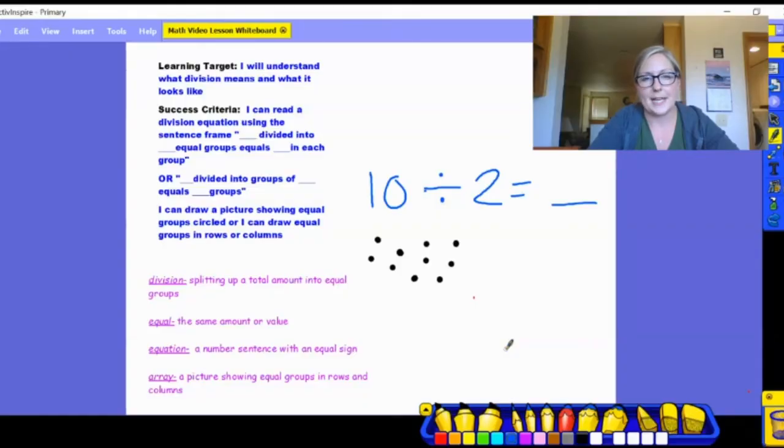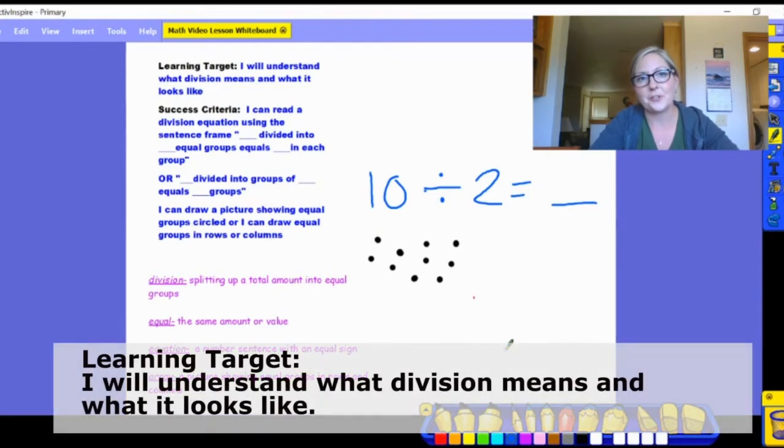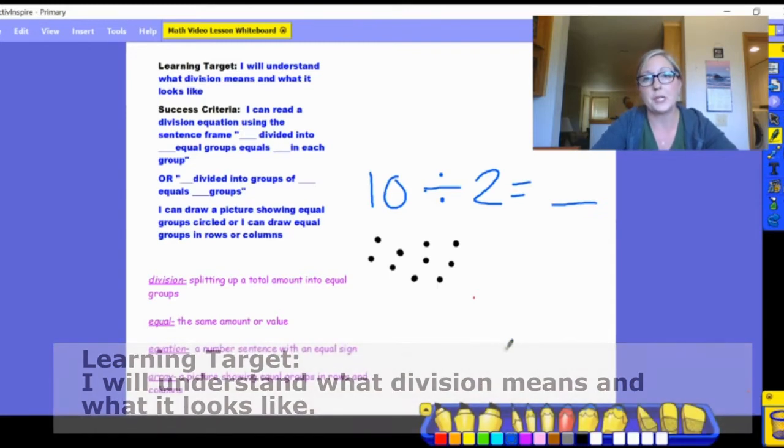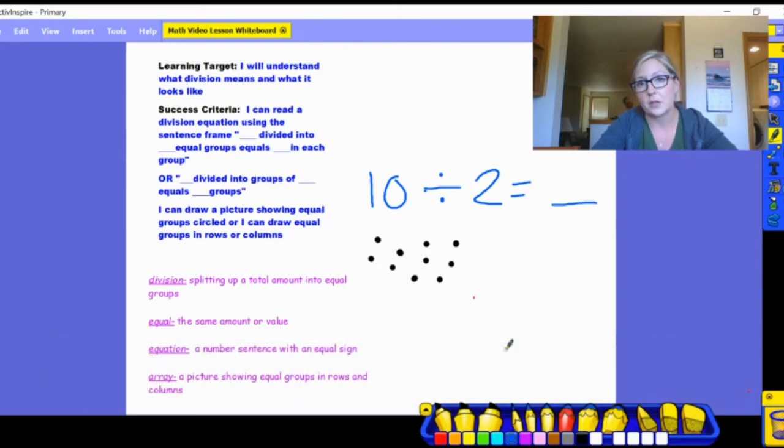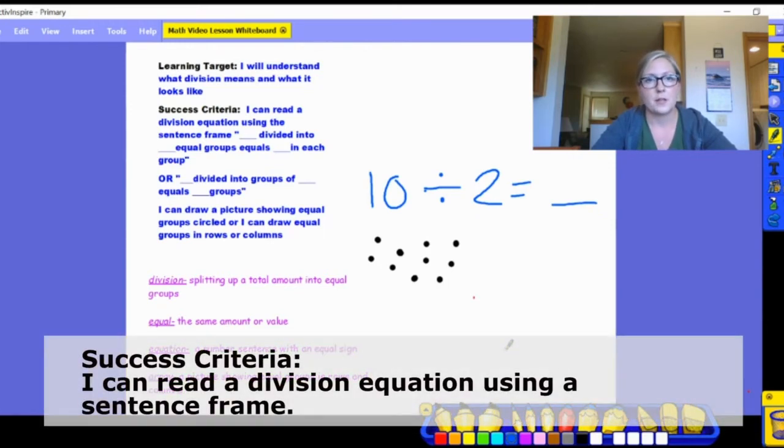Learning target for today is hopefully by the end of this lesson, you will understand what division means and what it looks like. So kind of similar with what we did the first day of talking about multiplication, we're going to think about how to read a division equation using the words equal groups. So I gave a couple sentence frames that I'm hoping by the end of this lesson, you'll be able to look at a division equation and read it using one of those sentence frames.